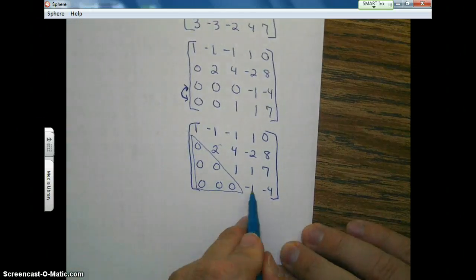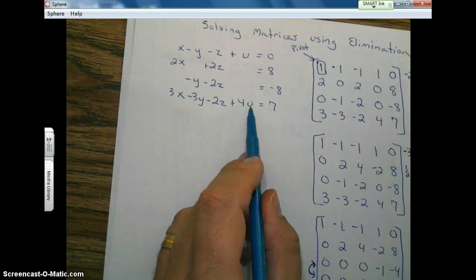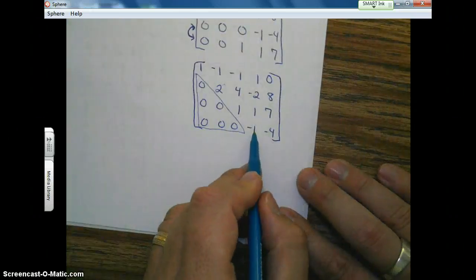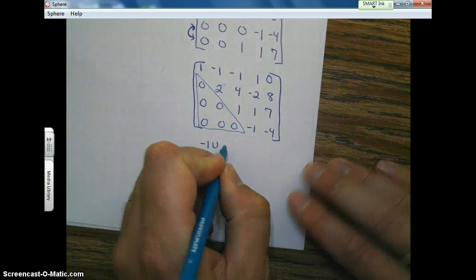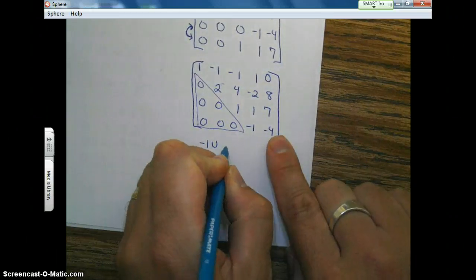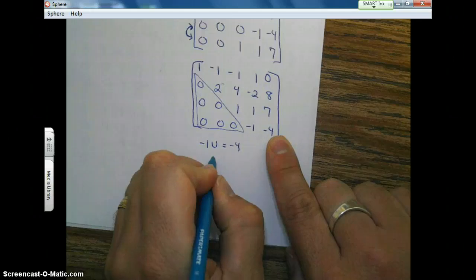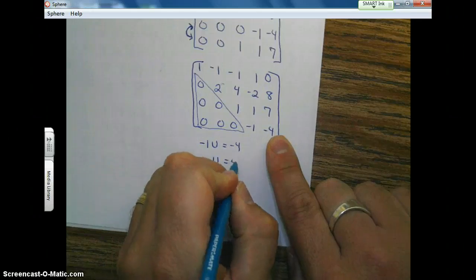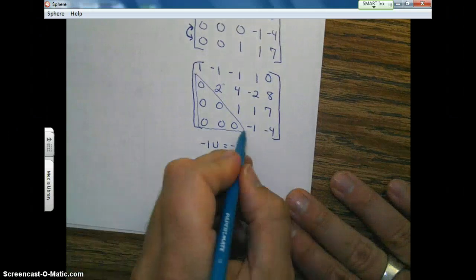So starting down here, our fourth variable, which is u, what we have here is negative 1u equals negative 4. So solving for u, we get u equals 4. Okay, so that one's done.